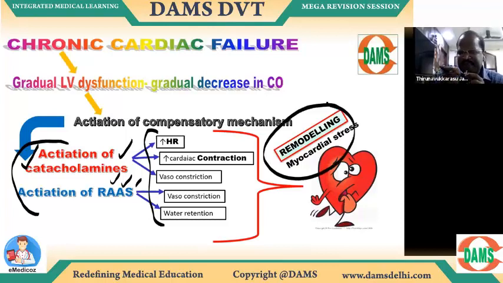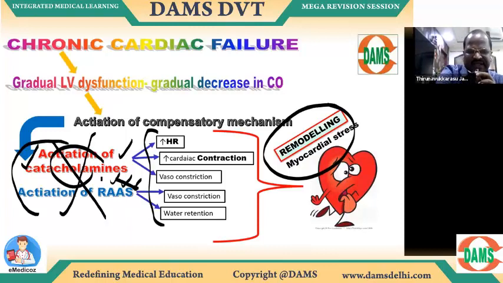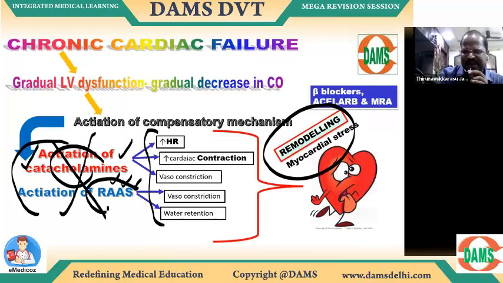So to prevent remodeling, to prevent further worsening of heart failure, what should we do? We should block this compensatory pathway. That is, for controlling the catecholamine activity, we have to use a beta blocker. And for controlling the renin angiotensin aldosterone system, we have RAS pathway blockers like ACE inhibitor, angiotensin converting enzyme inhibitor, ARB, angiotensin receptor blocker, and aldosterone antagonist, MRA, mineralocorticoid receptor antagonist.